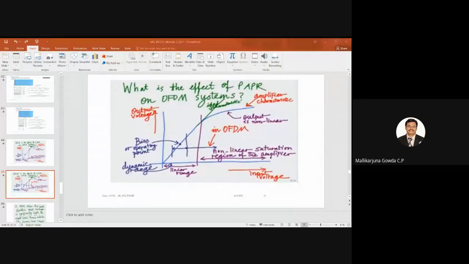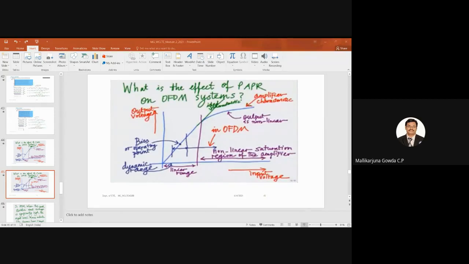Because we know how much it costs, we cannot think of using a high-cost power amplifier in the mobile device. So that is why for uplink, a different multiple access technique has been implemented, known as SC-FDMA, that is single carrier frequency division multiple access.